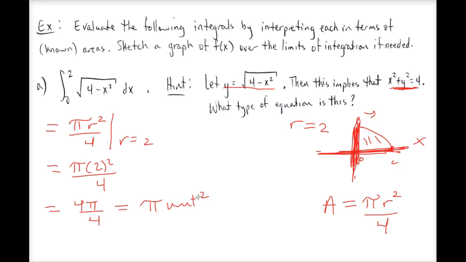So whenever we know what the geometric shape is, for the function that we're given as far as the area under the curve of that function, then it's very easy to interpret what the definite integral is and thus compute it. Okay, let's go ahead and move on to the next example.